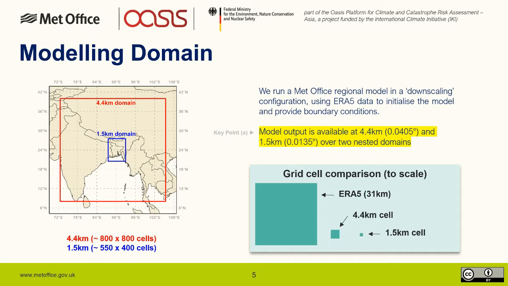As a comparison for the different grid cell sizes, we can see in the right-hand corner here the larger square represents the size of the ERA5 input data. This is roughly 31 kilometers square. And by comparison, we have our 4.4 kilometer cell and our 1.5 kilometer cell.